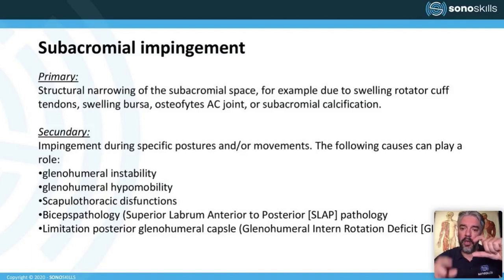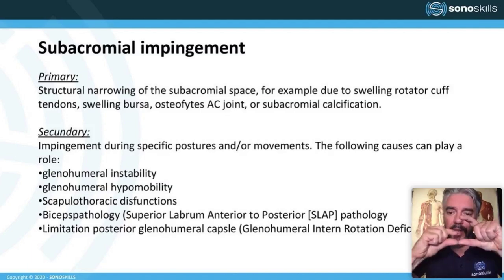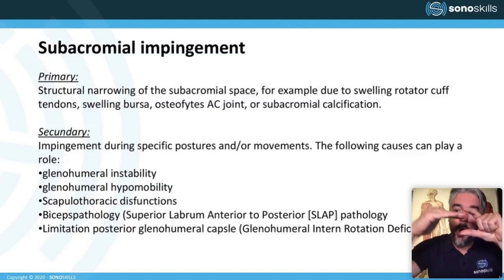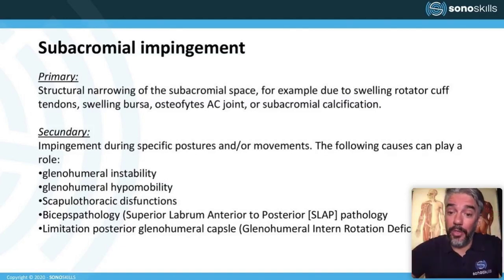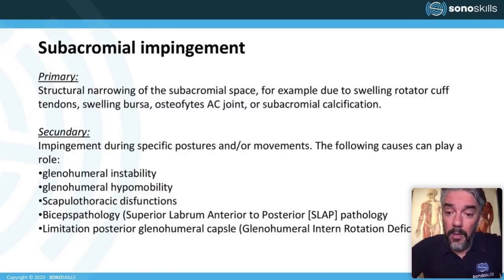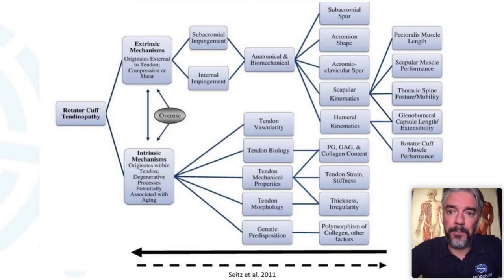For example, the bursa or the supraspinatus has increased in thickness, or the bone is actually thickened with calcification or osteophytes. And secondary, the cause is somewhere else in the shoulder girdle, muscle weakness of, for example, the scapular muscles, or hypermobility of the glenohumeral capsule or joint. And then this might lead also to an impingement.